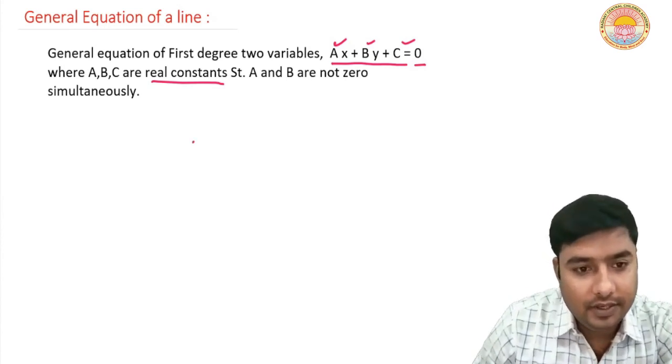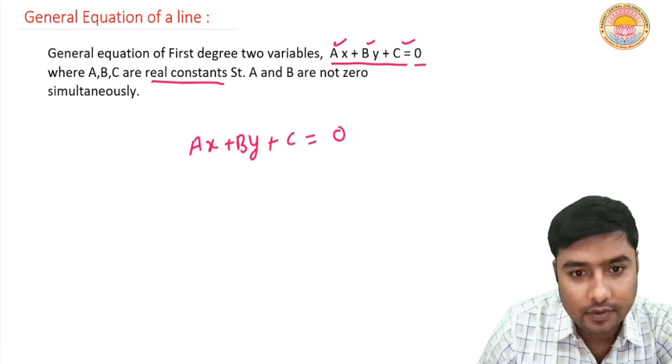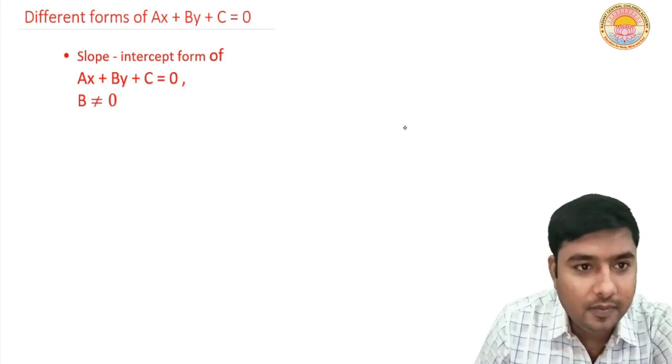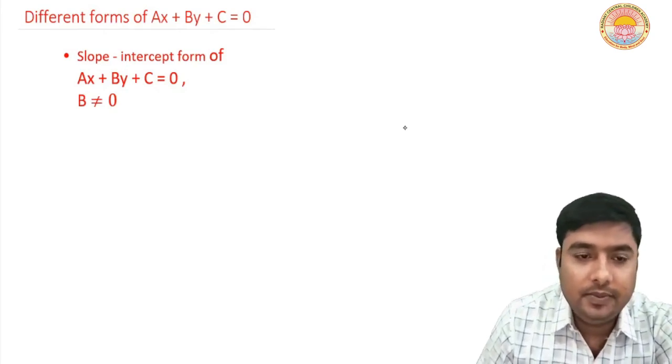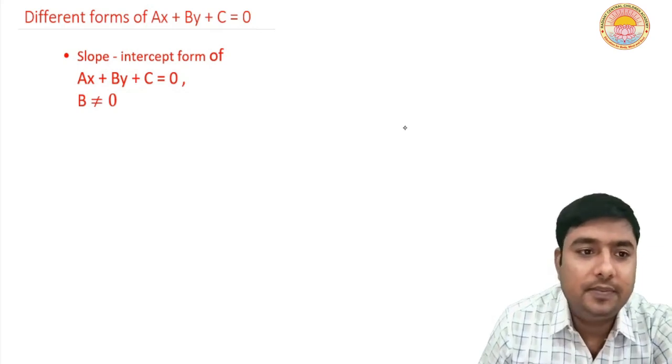So we know the general equation of a straight line is ax plus by plus c equals 0. Next are the different forms of ax plus by plus c equals 0. First is the slope intercept form.